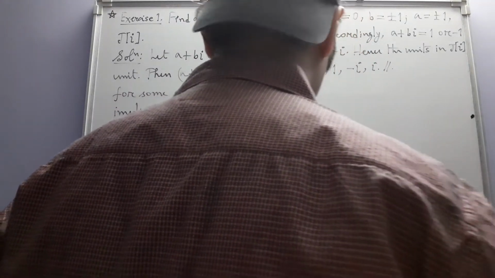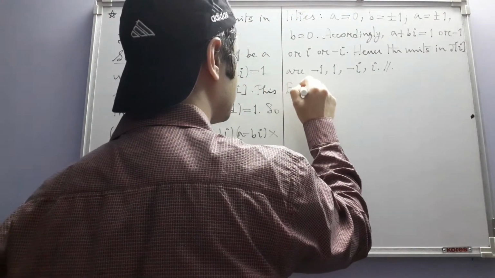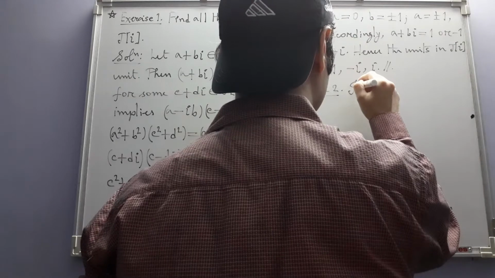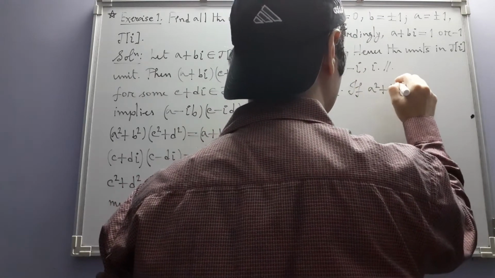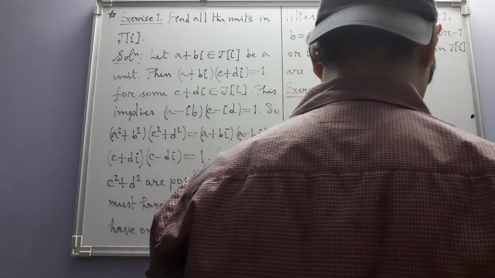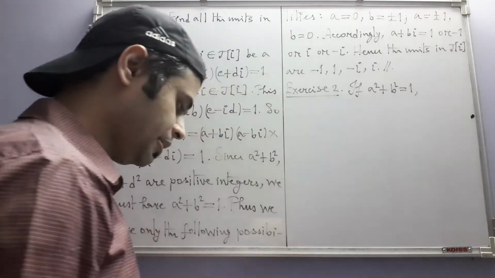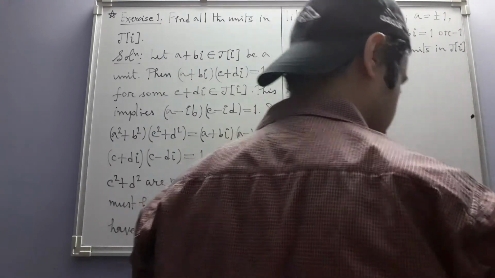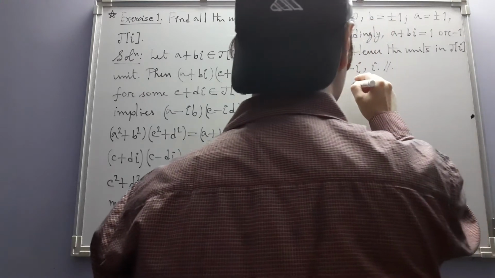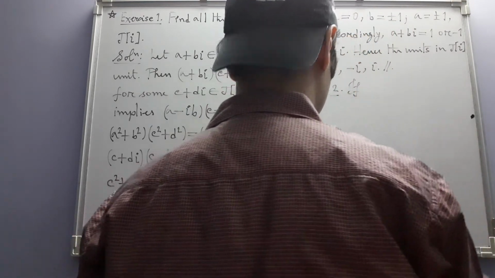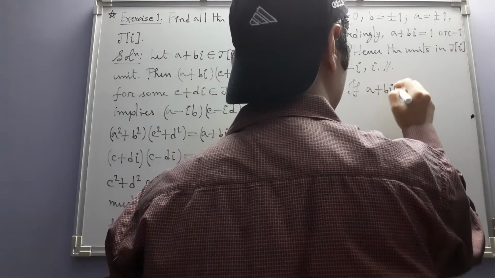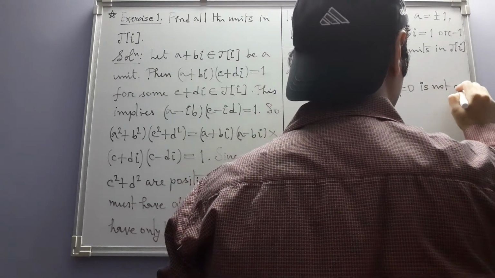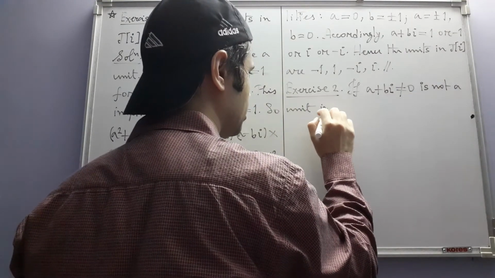Okay, then exercise 2. If a square plus b square is equal to 1, then a plus bi is a unit. Oh, sorry, what am I writing? If a plus bi is a non-zero complex number and is not a unit in J(i).